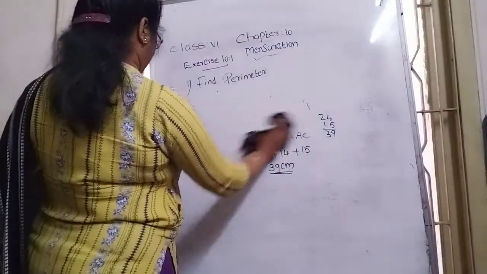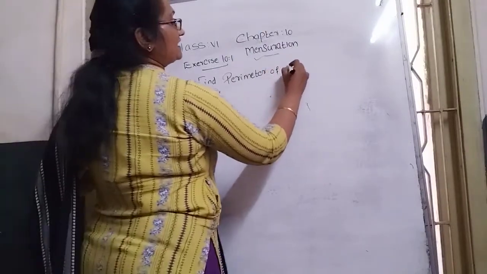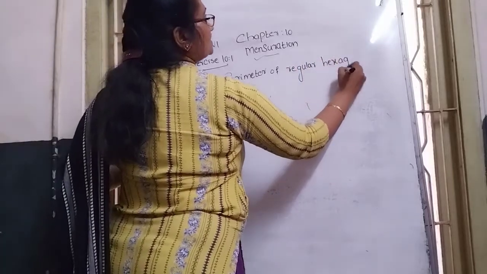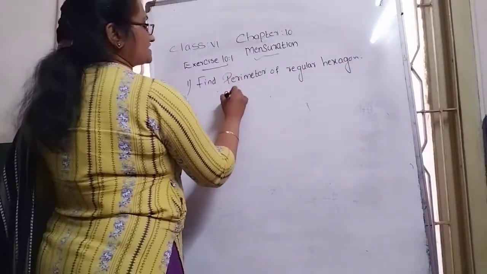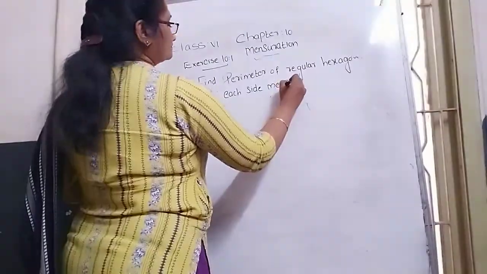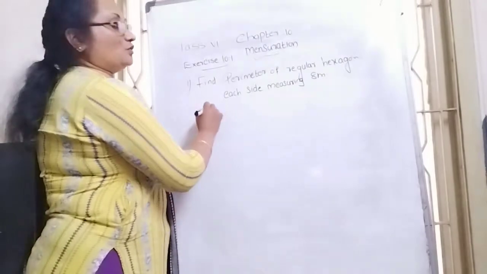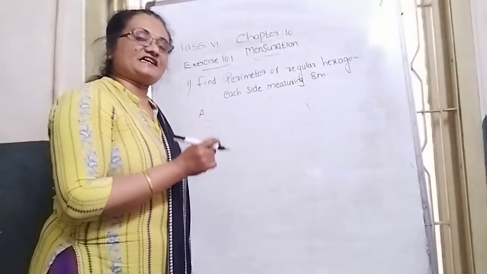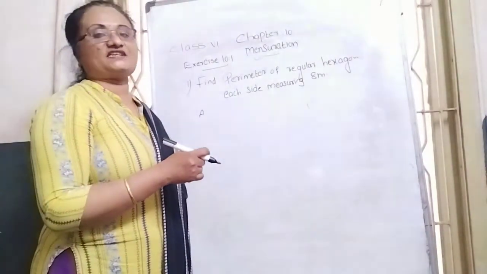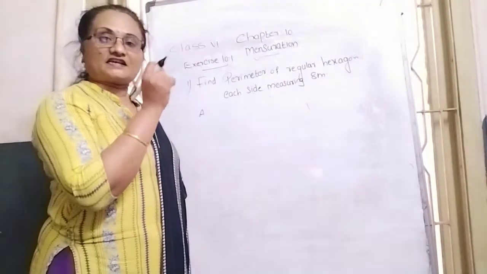In the same way, the second question is finding the perimeter of a regular hexagon shape. Each side measure is given, measuring 8 meter. So how many sides does a hexagon have? A four-sided figure we call a quadrilateral. A five-sided figure we call a pentagon. A six-sided figure we call a hexagon.